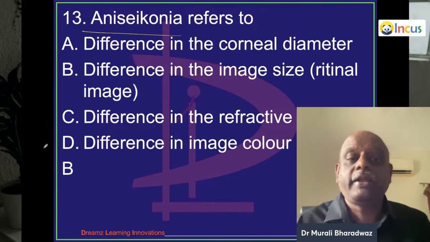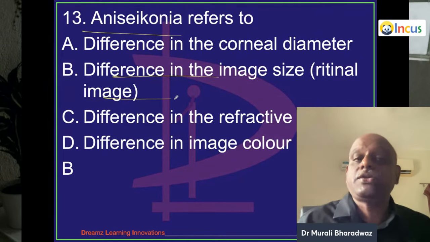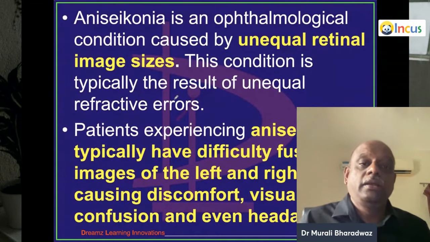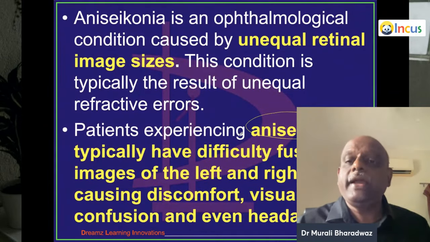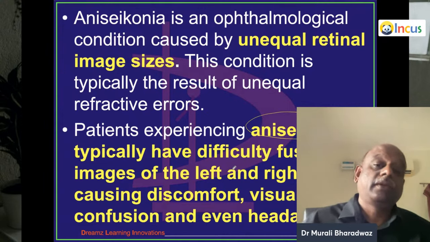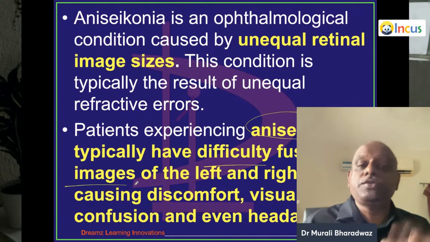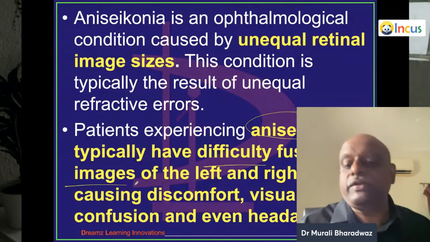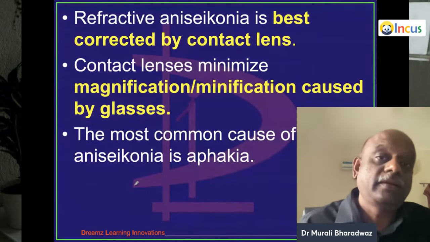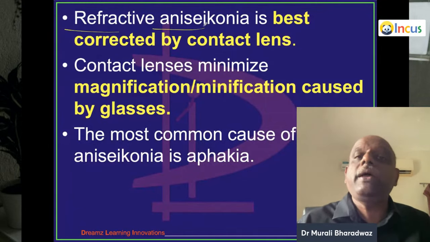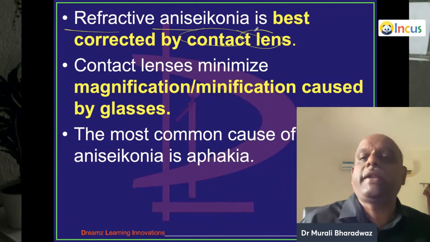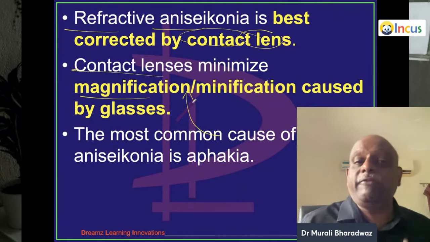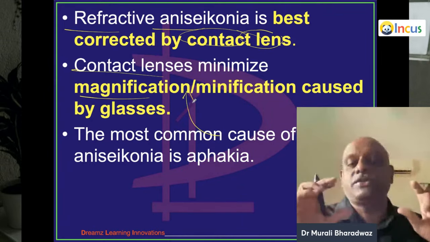Aniseikonia refers to difference in the size of the retinal image, unequal retinal images. Whenever aniseikonia is there, there's a difficulty to fuse one big and one small retinal image, and that leads to discomfort, visual confusion and headache. So whenever refractive aniseikonia is there, you correct it with contact lens, so that the contact lens will minimize that magnification which is caused otherwise by the lens.